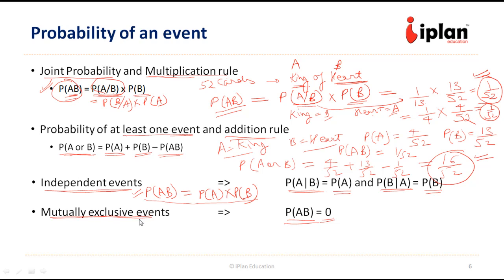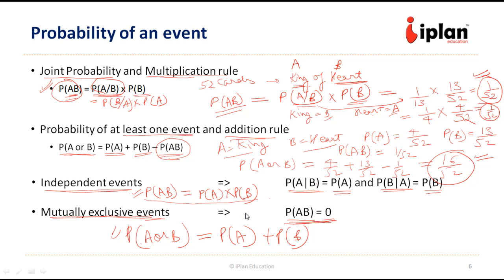While if we look at mutually exclusive events, where the joint probability is 0, the probability of at least one event, A or B, is nothing but the probability of A plus the probability of B, since this joint term is going to be 0. So for these events the multiplication rule and addition rule get further simplified. It is just the product of the two, and this is just the summation of the two. But the conditions of independence and mutual exclusiveness need to be remembered.